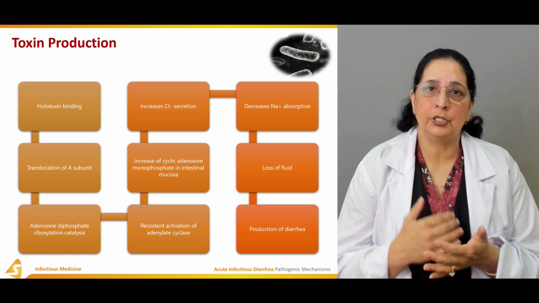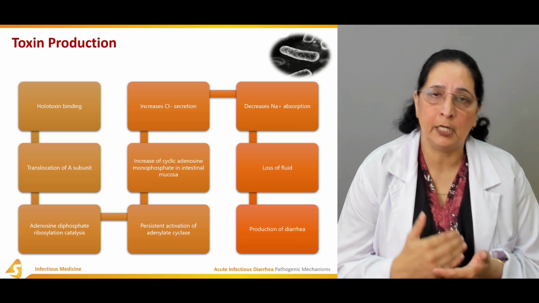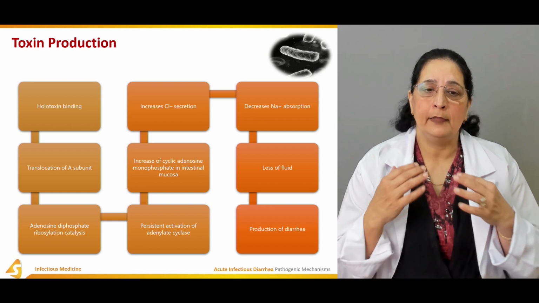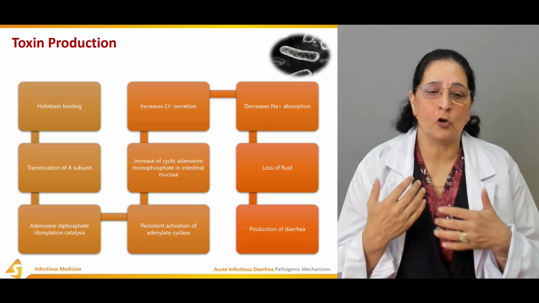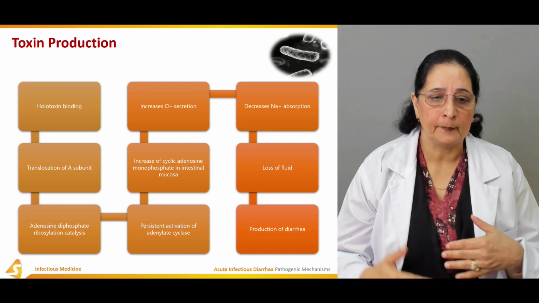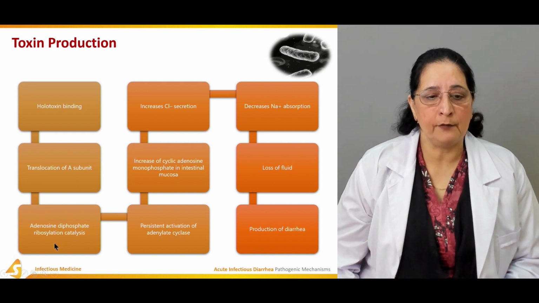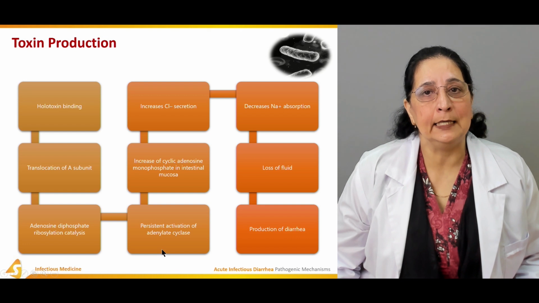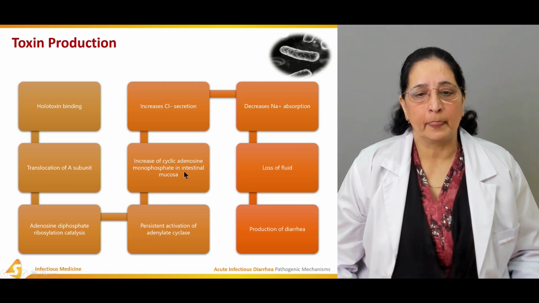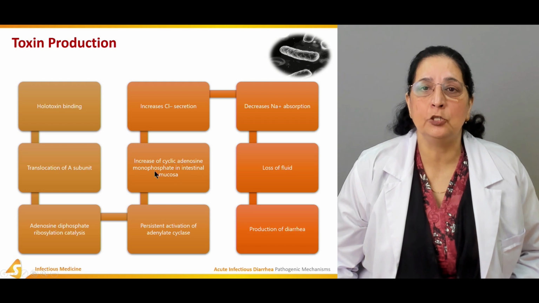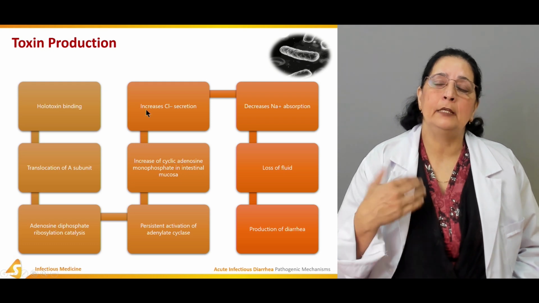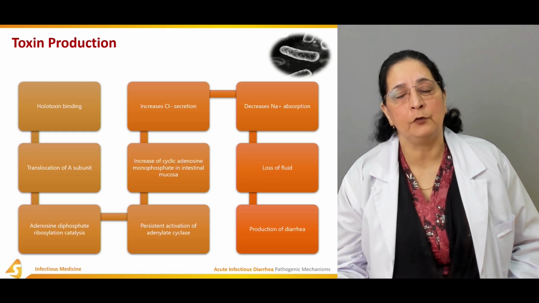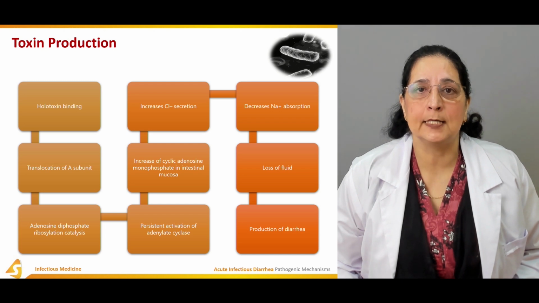Cholera toxin we mentioned here, which has an A subunit and a B subunit, and how these subunits function. They have the activity which causes the reaction in which adenosine diphosphate catalyzes, and it causes activation of adenylate cyclase that increases the cyclic adenosine monophosphate, and then it causes increased chloride, decreased sodium reabsorption, increased loss of fluid, and can cause watery diarrhea.